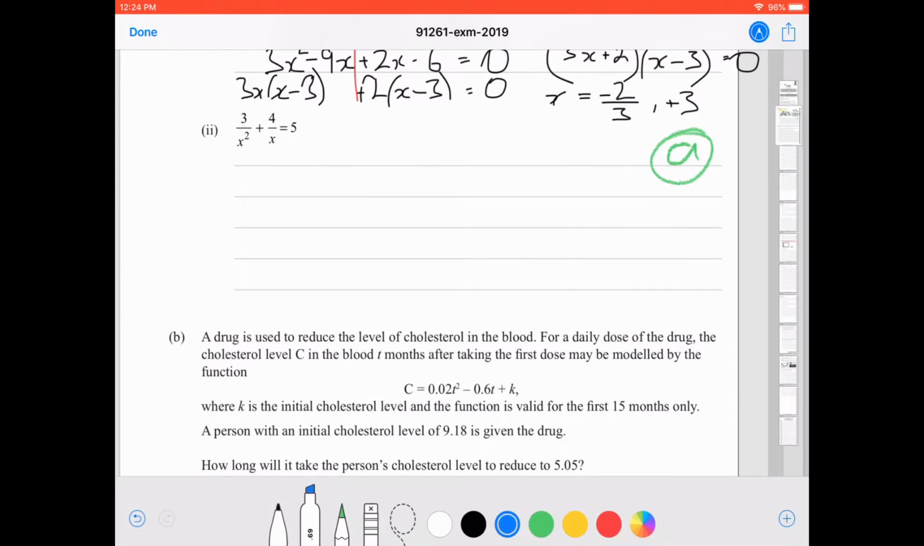So our second equation here, 3 over x squared plus 4 over x equals 5. We've got 3 over x squared plus 4 over x, and that equals 5. And there's a number of ways you could do this. You could cross multiply, but then you'd have x cubed as your denominator. You'd have to do some factorizing to get rid of it. I want to multiply it through by x here. So we're going to multiply the whole equation by x.